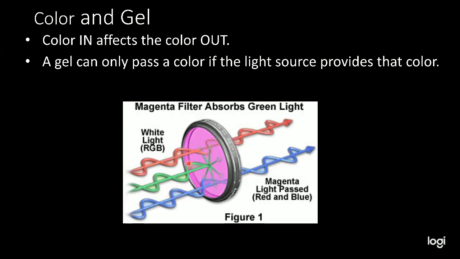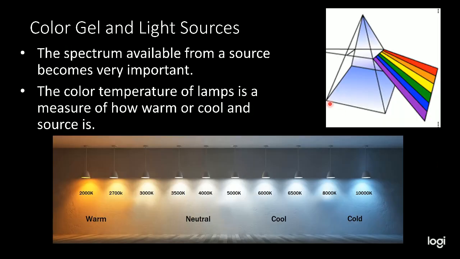So let's look at it one more time. If we were to shine red, blue, and green light at a magenta filter, it's going to filter out or absorb the green and pass just the blue and the red. It's going to pass just that color. So we talk about the source and its color.